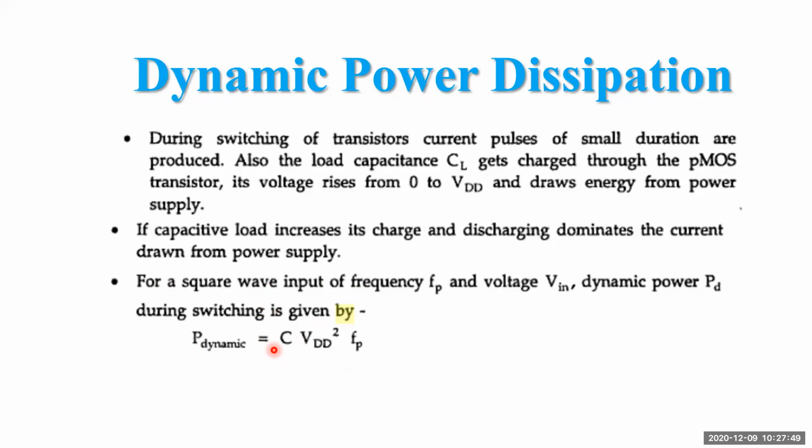In fact, in some of the textbooks, they might even write it as 0.5 CV square F, or half CV square F. But the formula for the dynamic power dissipation will be P dynamic equal to CV square F into alpha. That alpha is nothing else but depending upon the technology. As of now, you can take it as 0.5, which will be given in your textbook as per your syllabus. So this is the dynamic power dissipation, that is P equal to CV square F, where F is the frequency, V is the input voltage, that is VDD, and C depends upon your capacitive load.